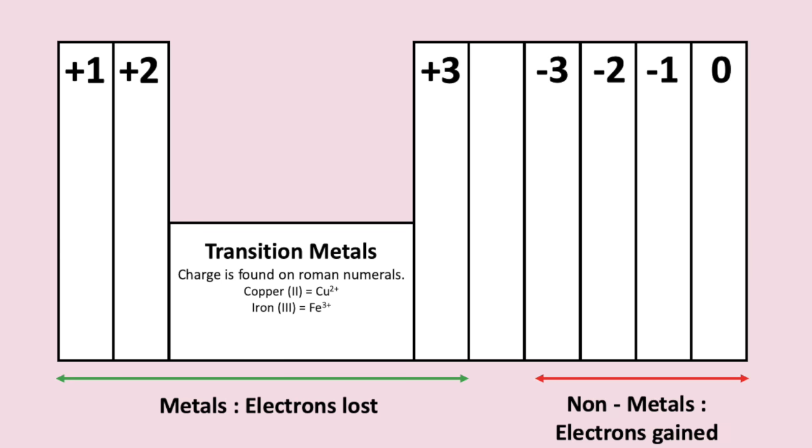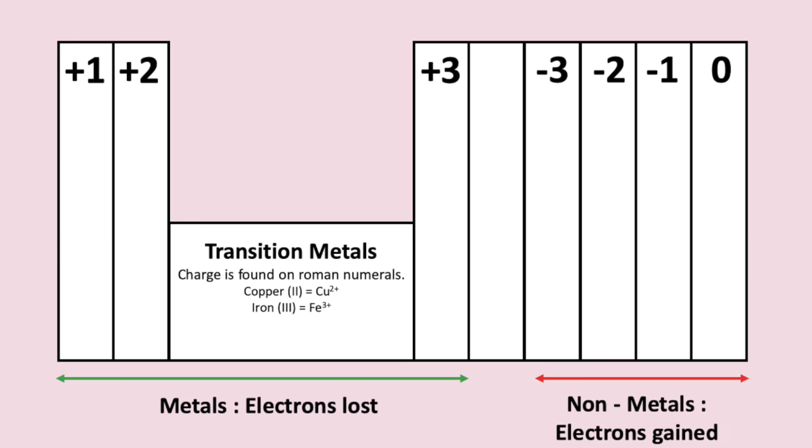Each column in the periodic table is called a group. Elements in group 1 of the periodic table have a charge of +1. Elements in group 2 have a charge of +2. This is because every atom wants to have a full shell of electrons. In group 1 of the periodic table, they have 1 electron in the outer shell. They need to lose this to have a full shell. Therefore, they've got a 1+ charge.